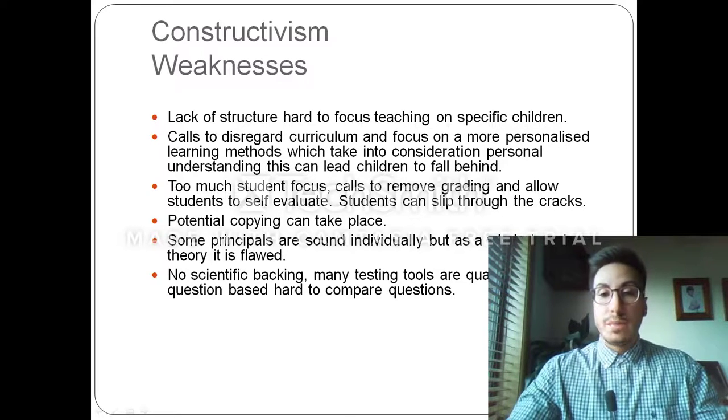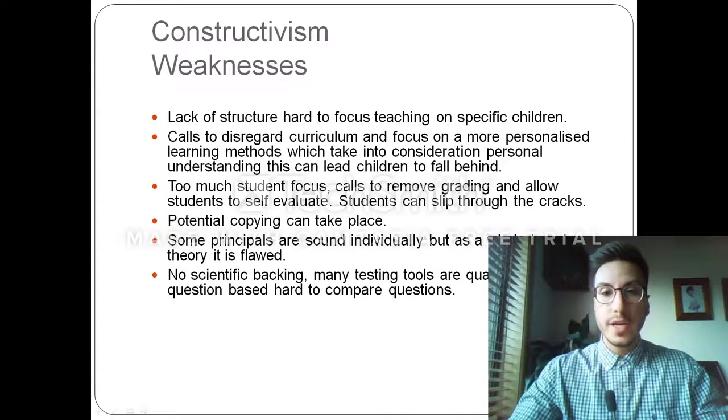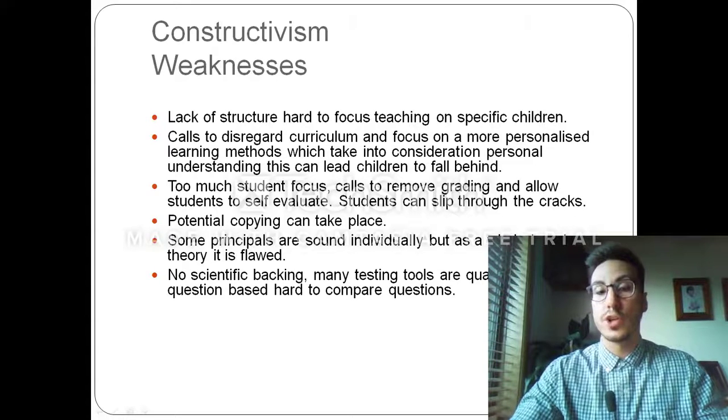Some principles are sound individually in the constructivism theory. However, as a whole learning theory, it is basically kind of flawed because of the lack of structure and curriculum and assessment potential. So there's no scientific method or backing. Many tests and tools are qualitative, and the question bases are hard to compare from child to child.